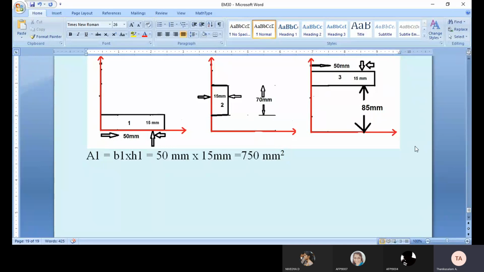Okay. What is A2? Calculate A2. P2 into H2. See the second rectangle. 15 mm base, height 70 mm. Okay. What is the answer? Mm square.